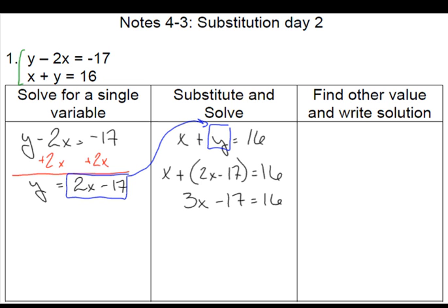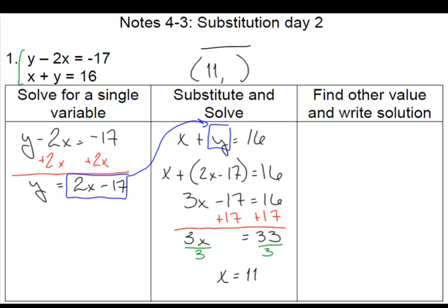My goal now is to get the x isolated all by itself. So I add 17 to both sides of my equation. 3x is now equal to 33. I'm still trying to get x isolated, so I divide both sides by 3, and I find that x is equal to 11. Placing them in my ordered pair for my solution set.